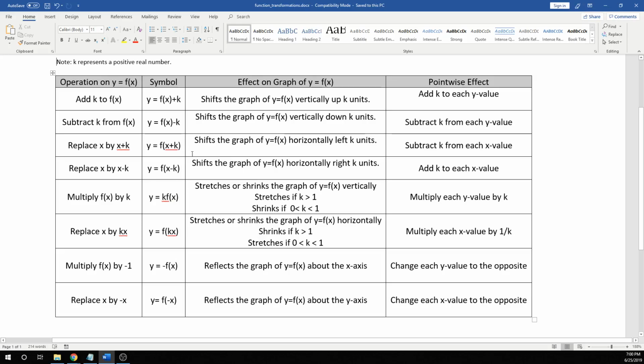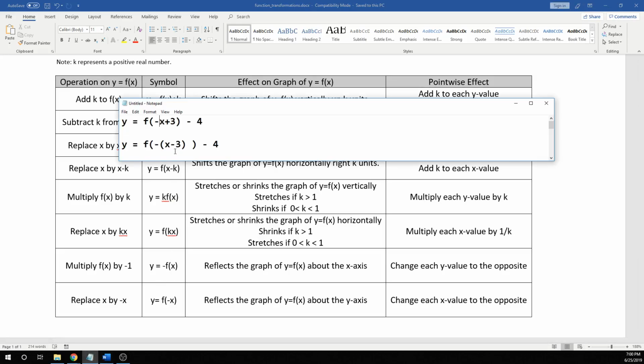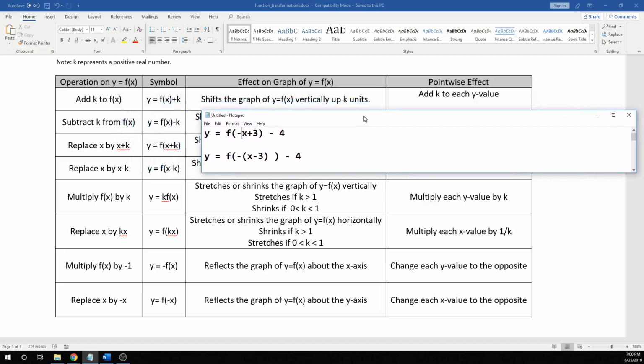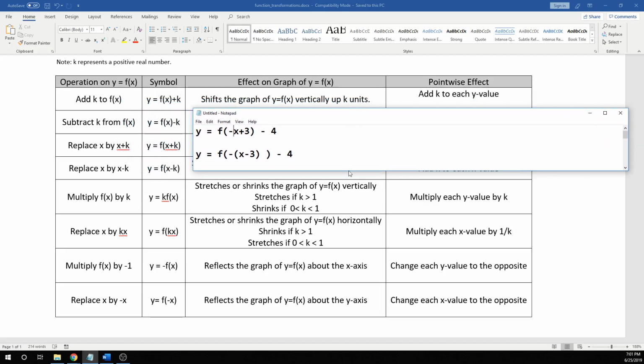So the reason I factored out that negative sign was so that it's going to help me figure out what transformations to apply here, because it has to be one of these. In this particular problem, I have a bunch of transformations being applied. The order in which you apply those transformations is going to matter here. So what I'm going to do is look at this and try to figure out which ones to apply.